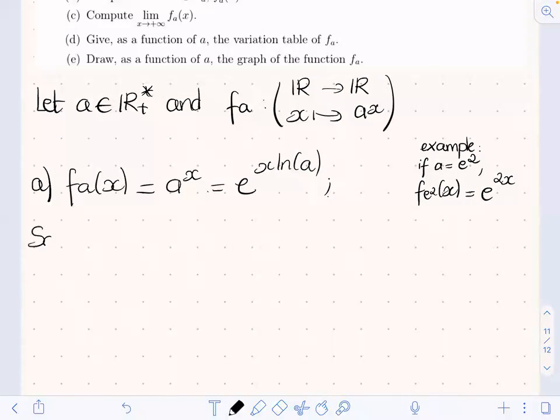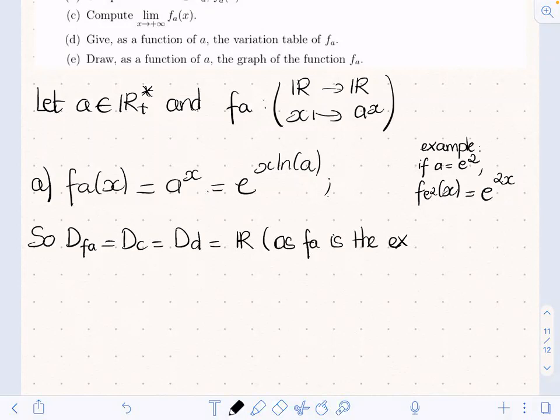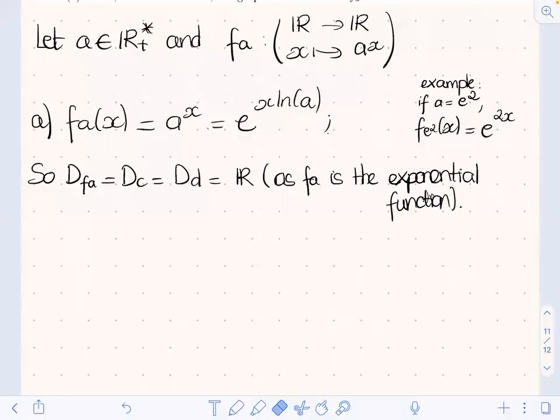So what we have is that the domain of the function, the definition domain, is equal to the continuity domain, is equal to the differentiability domain, equal to R, as fa is the exponential function. Or an exponential function, I guess, rather.